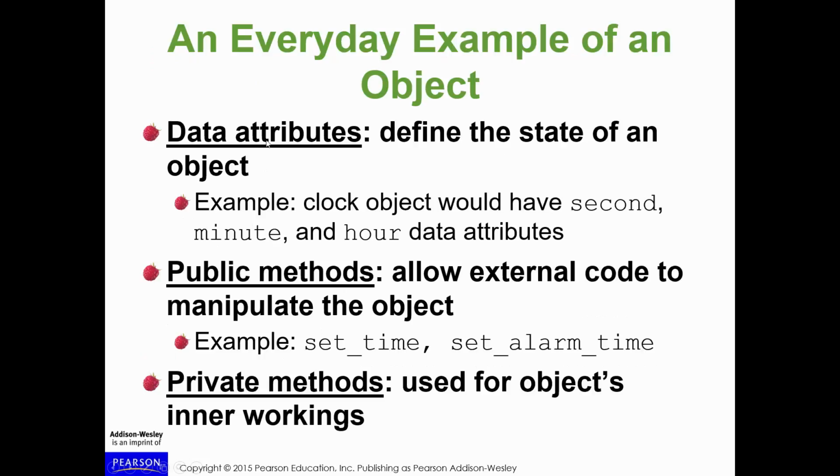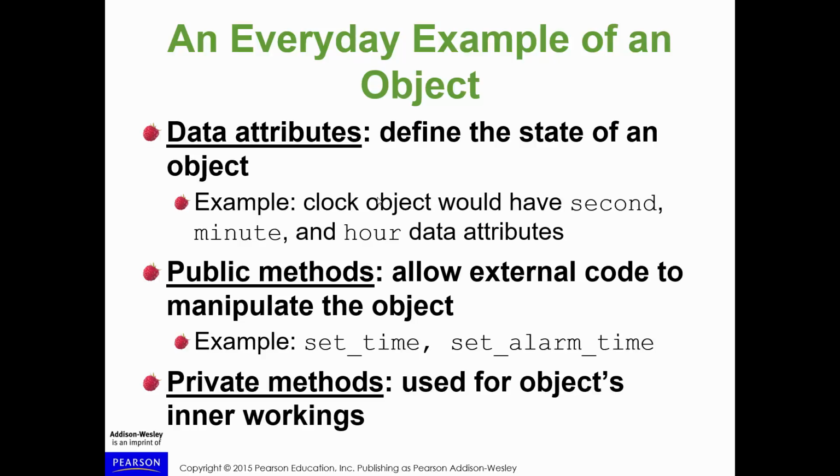I already told you about the attributes. They're also attributes. Notice what they say. If I had a clock, it would have second, minute, and hour data attributes. All right. Methods are also called behaviors. So I might want to be able to set the time or get the time or whatever.